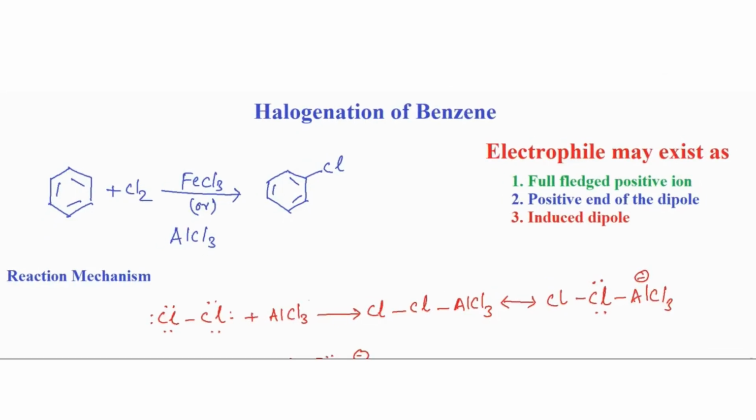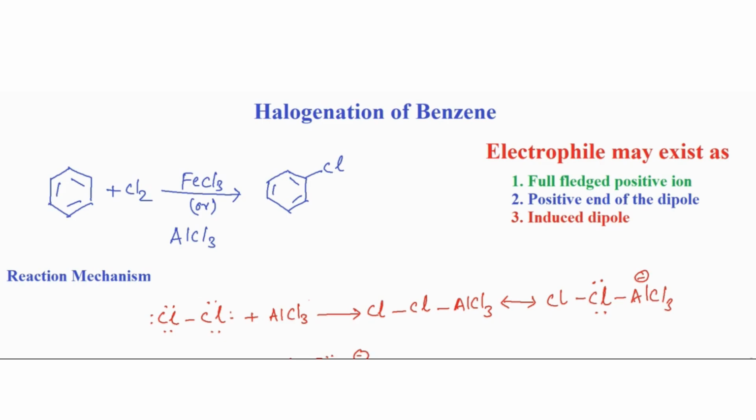Dear viewers, in this video lecture we are going to talk about halogenation of benzene. In the last class we discussed the general reaction mechanism of aromatic electrophilic substitution reaction, followed by the nitration of benzene and its reaction mechanism.